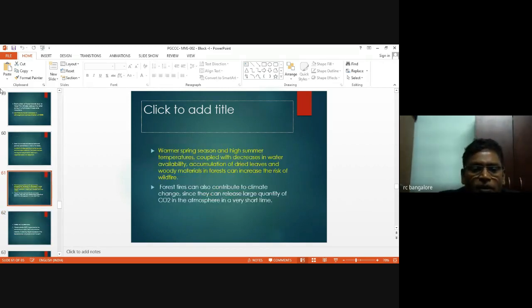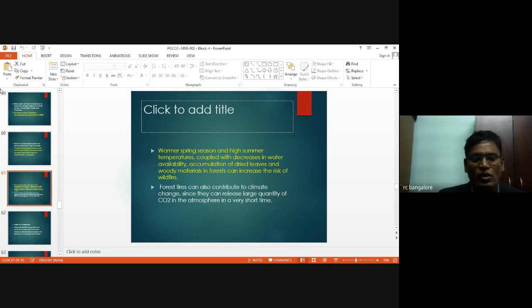Warmer spring seasons and higher summer temperatures, coupled with a decrease in water availability and accumulation of dried leaves and woody materials in forests, can increase the risk of wildfire. How will it happen? In a location where there is a warmer season or heat waves and high temperature, coupled with decreased water availability, dried leaves and woody materials accumulate, increasing the risk of wildfire. So forest fire or wildfire will happen where there is water scarcity and less rainfall, and these materials contribute to the wildfire catching.